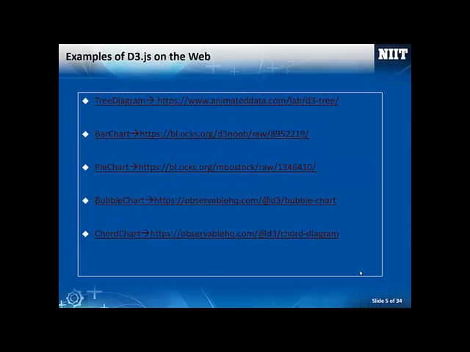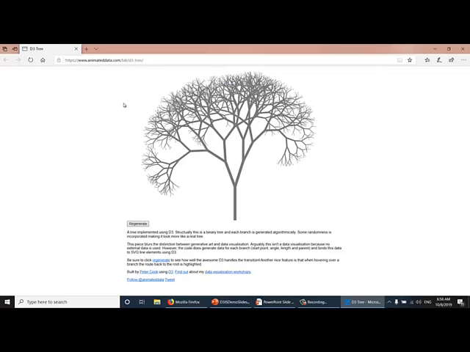Let's see some examples of D3JS on the web. So the first example is a tree diagram. Basically, this tree diagram is not extracting any data from any source, but instead it's using some random numbers to generate this pattern of branches, which you can see over here.